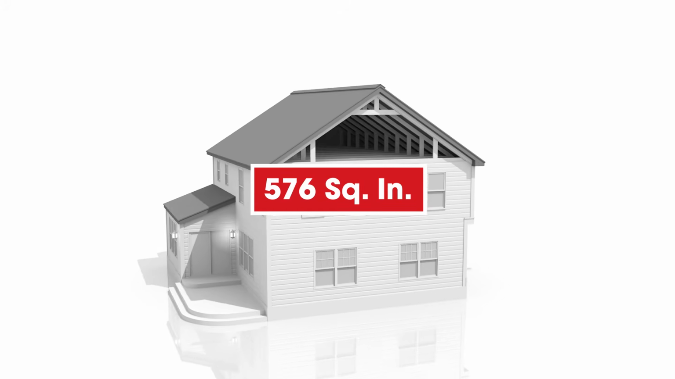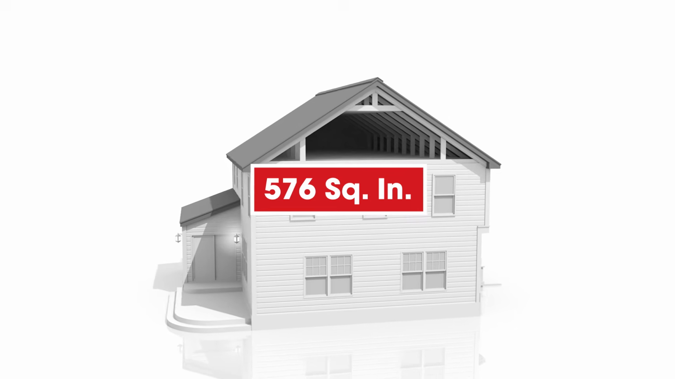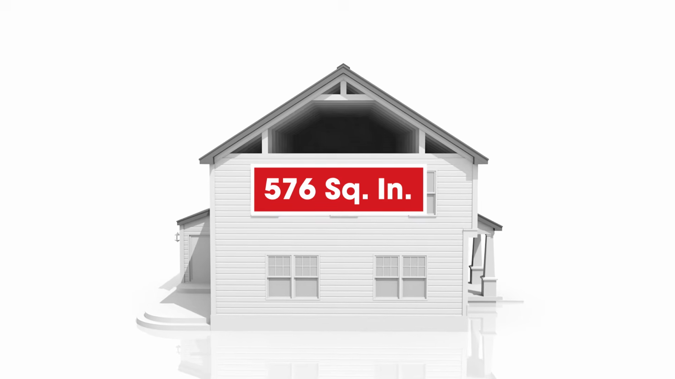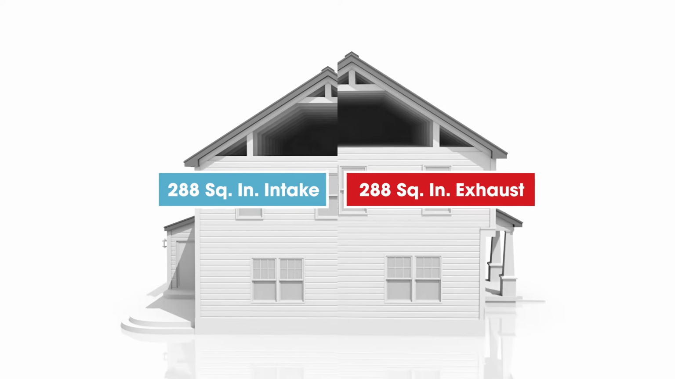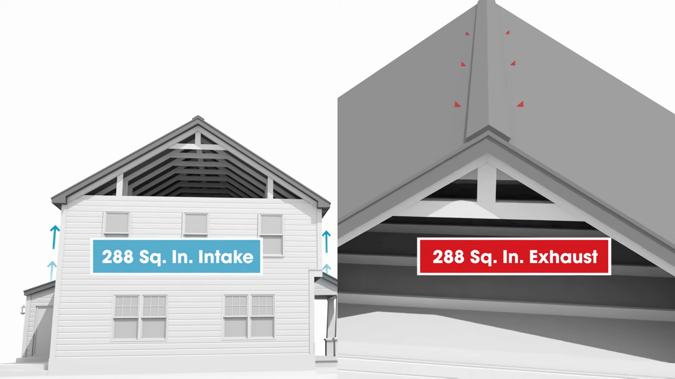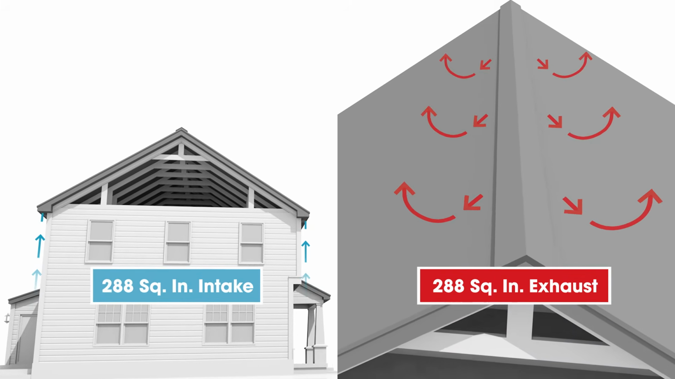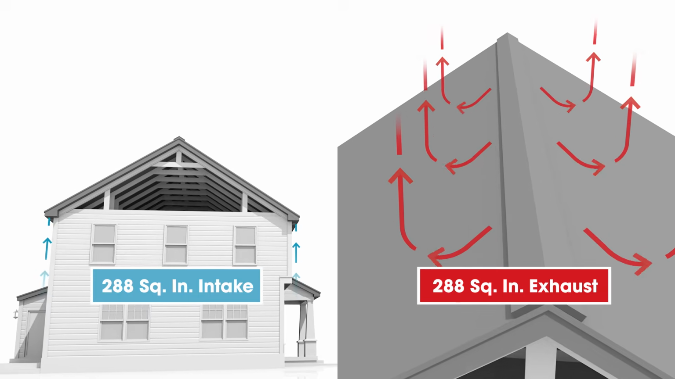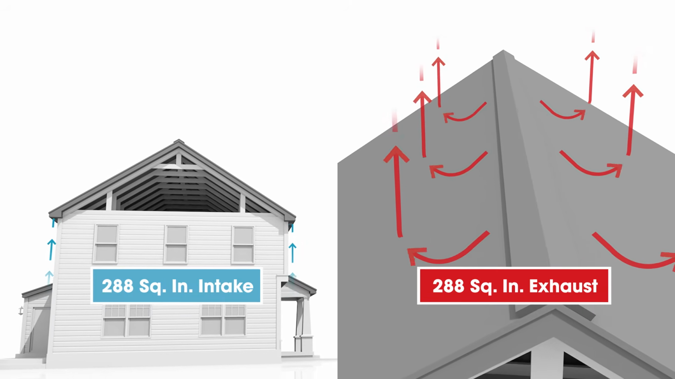Finally, to create a balanced system, you will want to split the total NFVA equally between intake and exhaust. So in the example, we will need a minimum of 288 square inches of intake ventilation NFVA at or near the soffits, and 288 square inches of exhaust ventilation NFVA at or near the ridge.